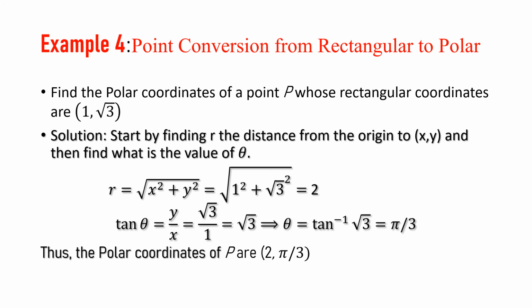Now, for the angle, the only relation that relates x and y is the tangent. So we take tangent theta equal y over x, square root of 3 over 1, square root of 3. Therefore theta equals the inverse tangent, or arctangent, of square root of 3, which is pi over 3. I can find this on the calculator or from the trig circle. So the polar coordinates of point P is (2, pi over 3).